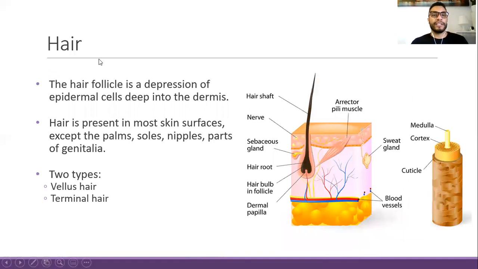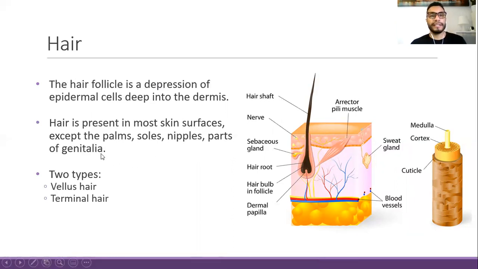We have another skin appendage, which is the hair. The hair follicle that you see here is a depression of epidermal cells deep into the dermis. So here is the epidermis, and they go deep into the dermis. And this makes the hair follicle. The hair is present in most skin surfaces except the palms, the soles, the nipples, and parts of the genitalia.